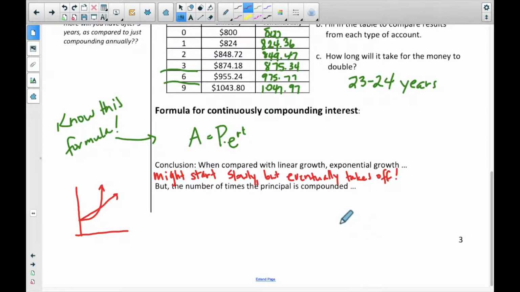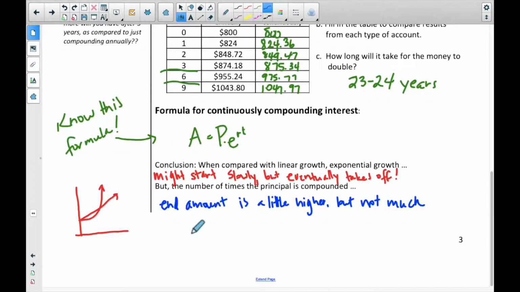And then how about the number of times the principal is compounded? If we compound it annually versus monthly versus daily versus continuously, how does that affect our ending amount? Okay, what did you write down? I said the ending amount is a little bit higher, but not much. So it does make it a better deal for you, the consumer, but it just isn't that much percentage-wise. If you're talking about getting a better deal, probably your percent interest is more important than how frequently it is being compounded. Those are the notes that we went over in class on Wednesday and Thursday.